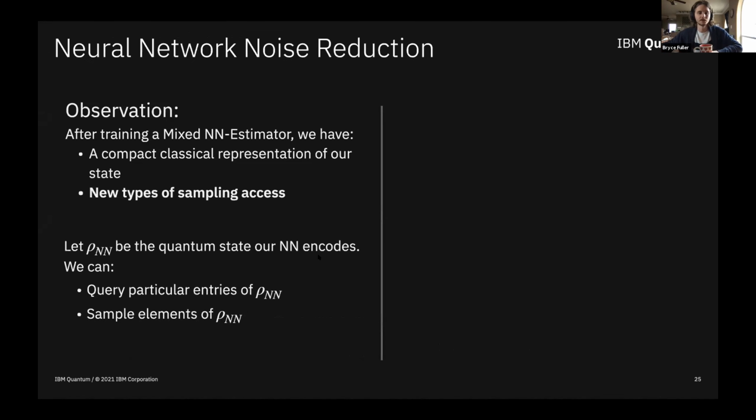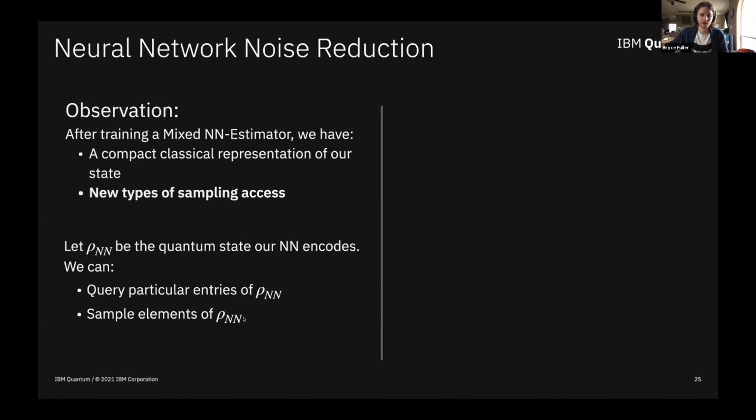So one observation is that after you've trained your model, not only do you have this nice compact representation of your state, you actually have new types of sampling access, unphysical types of sampling access to the state. So in particular, you can query particular elements, and you can also sample particular elements of rho according to different norms, right? And this has to do with the details of how the Metropolis-Hastings algorithm is operating under the hood, right? Again, I won't have time to get too far into that, but these are new types of resources that you have at your disposal once you have this trained state.